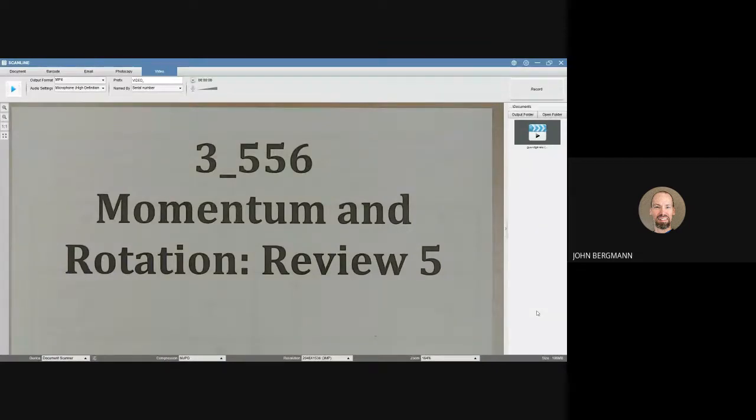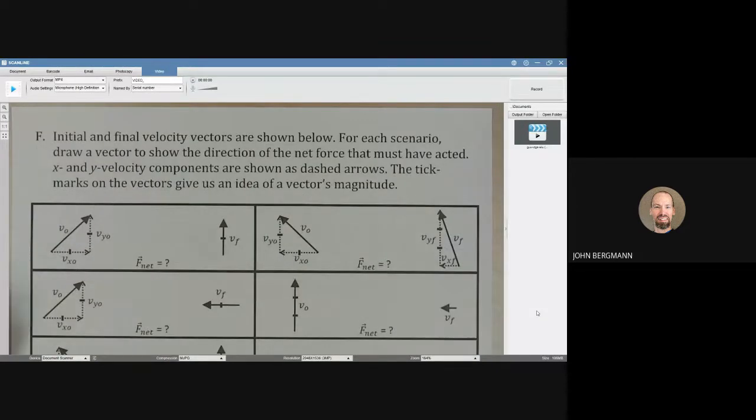Momentum and Rotation Review 5. Initial and final velocity vectors are shown below. For each scenario, draw a vector to show the direction of the net force that must have acted. Here we have the initial velocity vector, and here's the final velocity, and we want to know something about what kind of force must have acted in order to change the velocity from that into that.